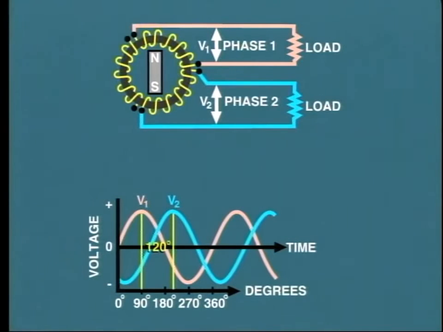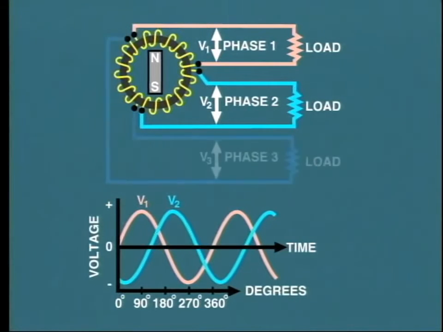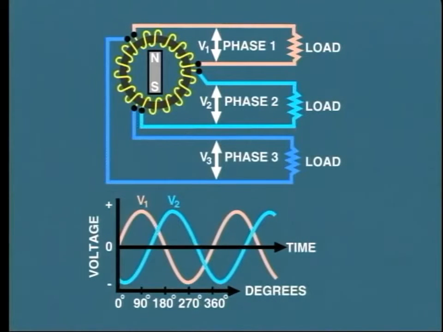In fact, the voltage cycle of phase 2 is 120 degrees behind phase 1. That is a time lag of 5.5 milliseconds on a 60 hertz system. In a similar fashion, we can utilize a third stator winding, which is placed yet another 120 degrees, that is a total of 240 degrees from phase 1. This too can be connected to feed an individual single-phase load. And similarly, its voltage generation cycle is 240 degrees out of phase with phase number 1.